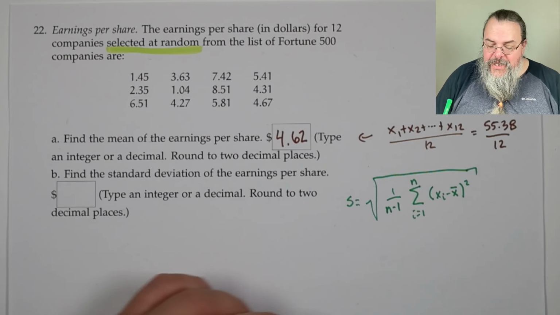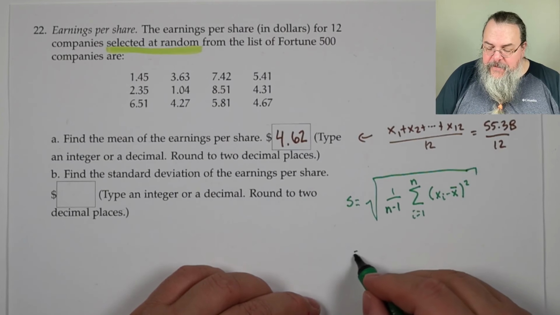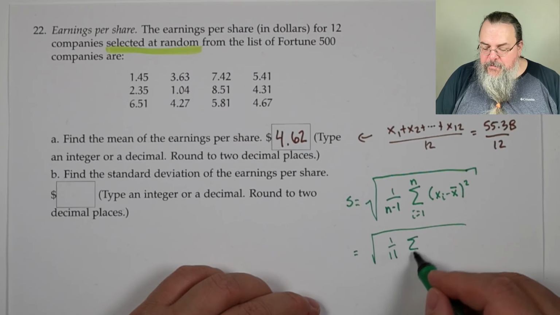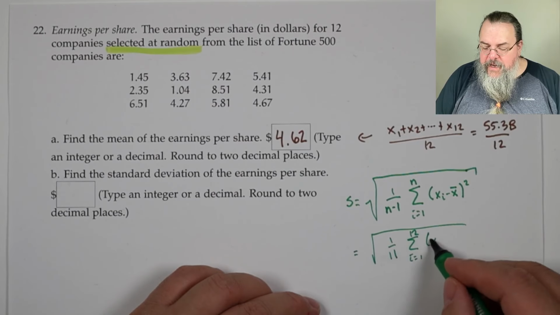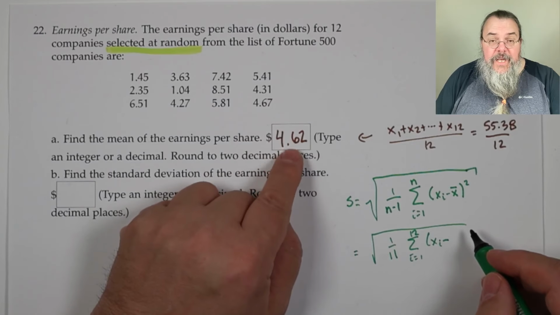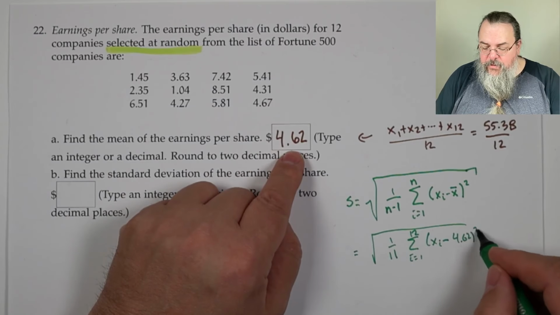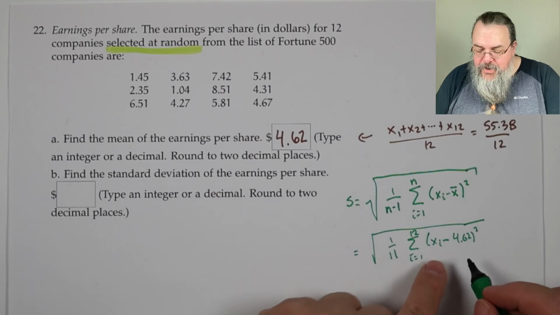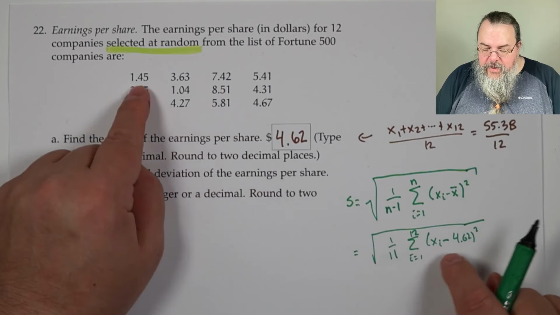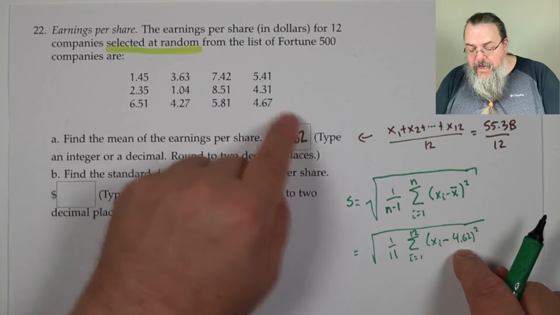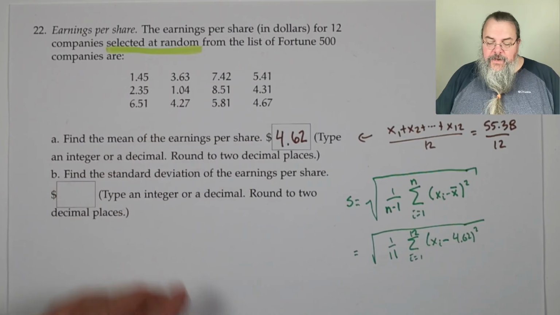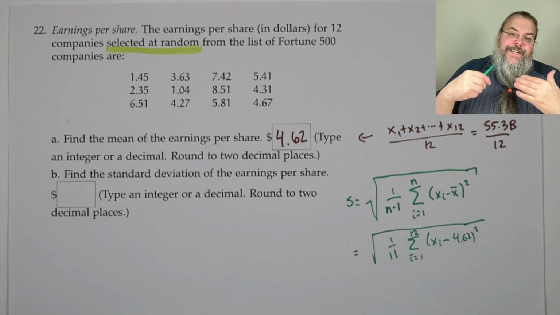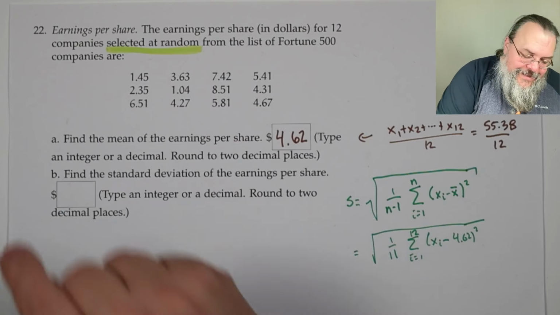All right, so for us, n equals 12. So we're going to have the square root of 1/11 times our sum, i equals 1 to 12, of (xi minus x bar) squared, where x bar is the mean, so 4.62. Here's what we're going to do. First off, we're going to compute each one of these. We're going to subtract 4.62 and square it, and then we're going to add them all up, and then divide by 11. Then we're going to take the square root of our answer, and if we do all of that, that's our standard deviation.